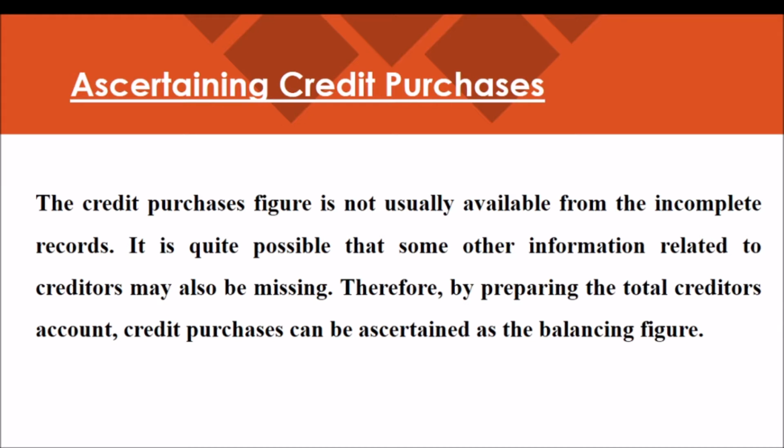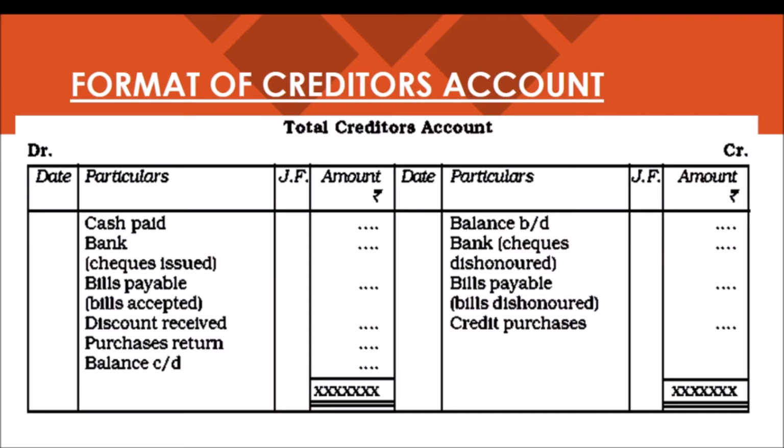For that, we have to prepare an account. You have to remember the format of that account, how we can calculate the value of credit purchase. And remember, the credit purchase is a missing value that is calculated by using the total creditors account. Total creditors account is used to find out the value of credit purchase. And the total creditors account will begin with a balance brought down, the value of creditors.